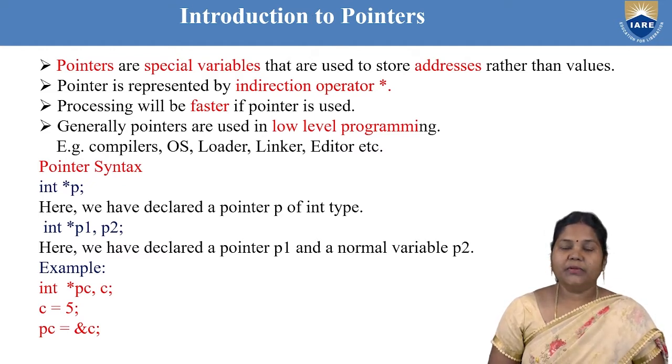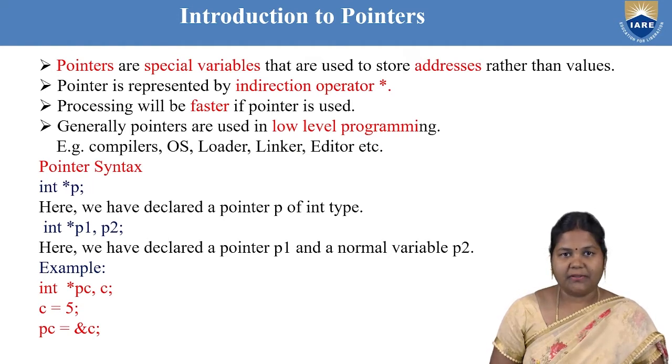Now, how to declare a pointer and how to work with a pointer. If a pointer is going to store the address of an integer, then you need to declare an integer pointer. Suppose you are storing the address of a character, then you need to declare a character pointer. Similarly, if you are storing the address of a float, then you need to declare a float pointer. So, what is the type of pointer you are going to declare? That depends on the type of value whose address your pointer variable is going to store.